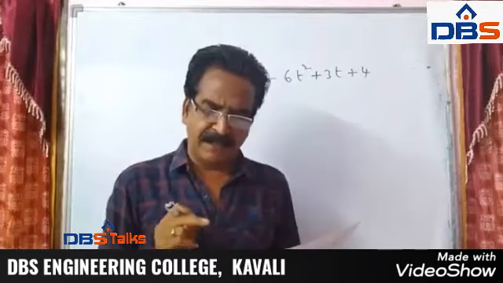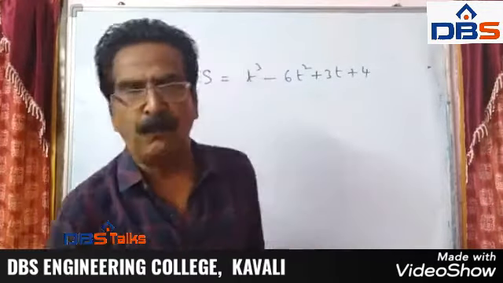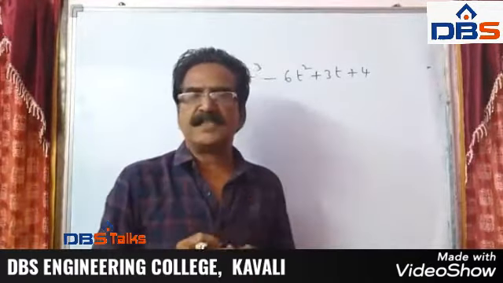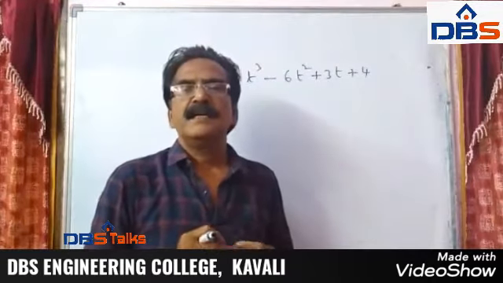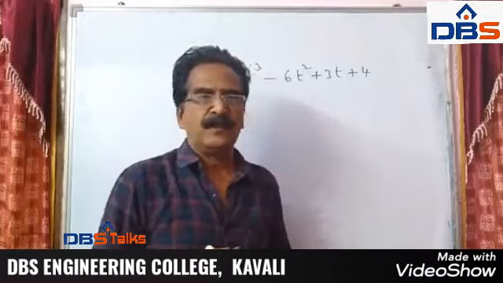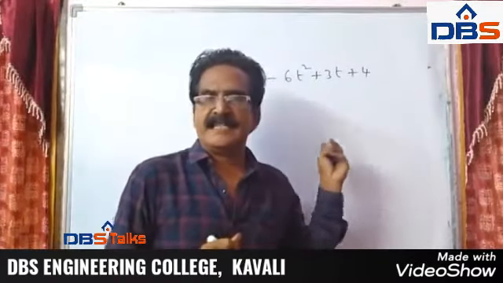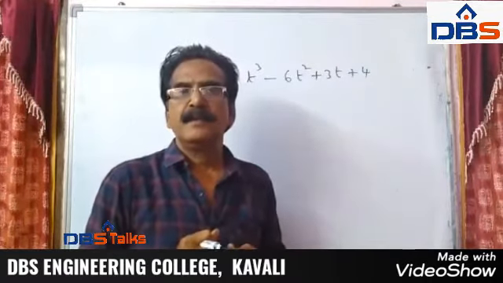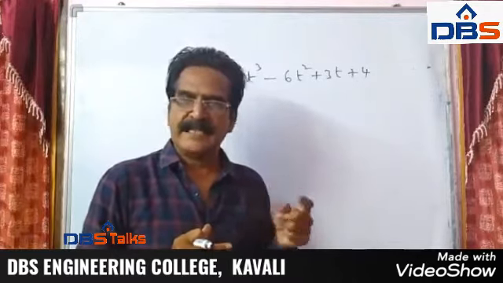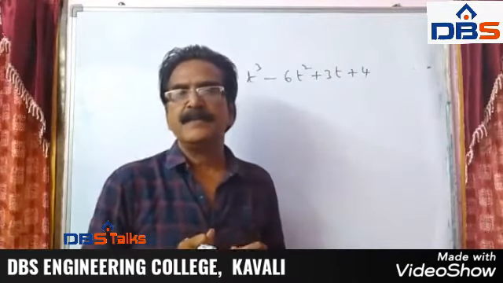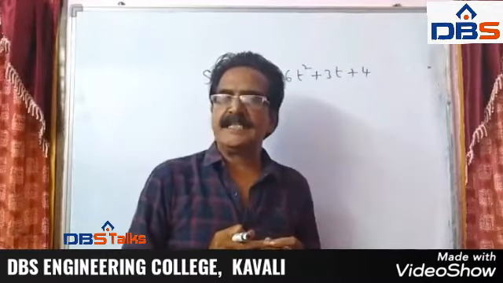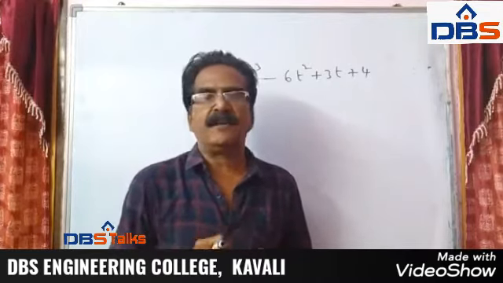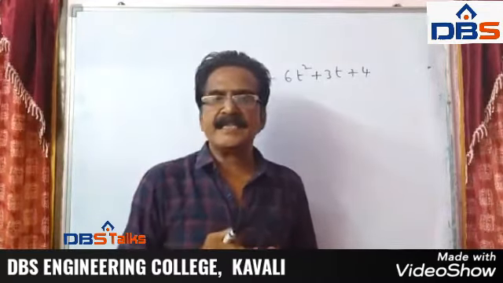The velocity when the acceleration is 0. See, it is a simple problem. We have to find the velocity when the acceleration is 0. Since we know the equation of s, we can find v by doing ds by dt, and we can also find acceleration dv by dt. So by finding both the things, let us make acceleration 0. We have to find the velocity of the particle when the acceleration is 0.